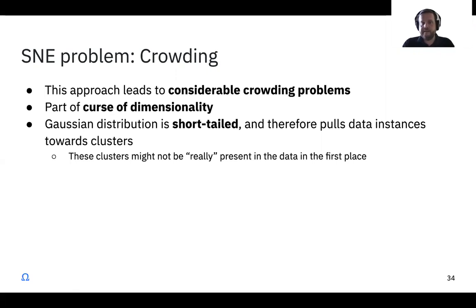But for SNE, because we have a Gaussian on top of each point, we're going to cluster everything together because the Gaussian distribution is short-tailed. So the data instances are going to be pulled towards clusters, and that's a problem of manipulation, because those clusters might not really be present in the data in the first place. So we're actually manipulating the data considerably by using the vanilla SNE.